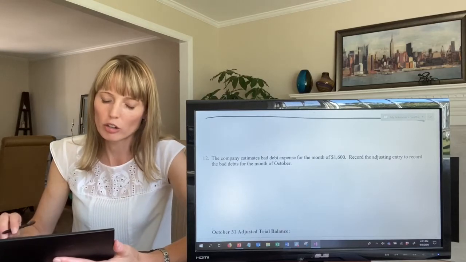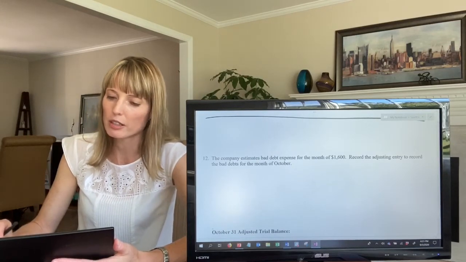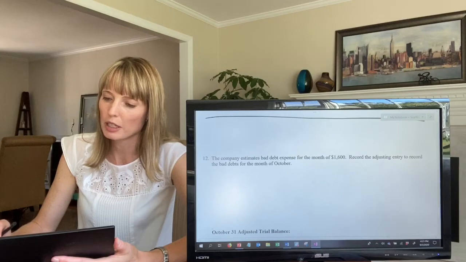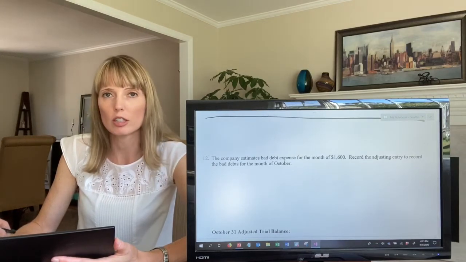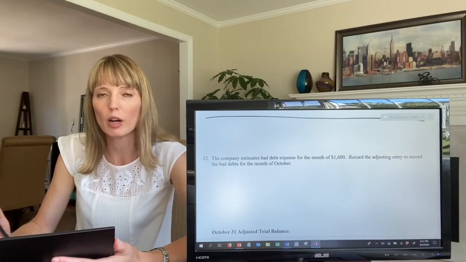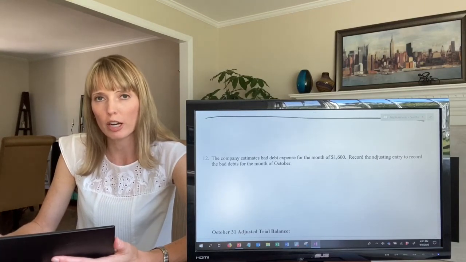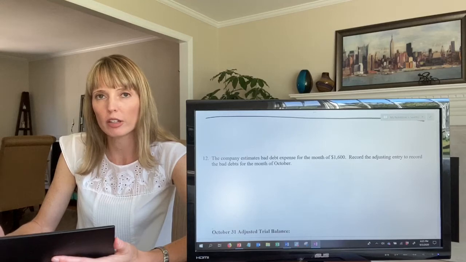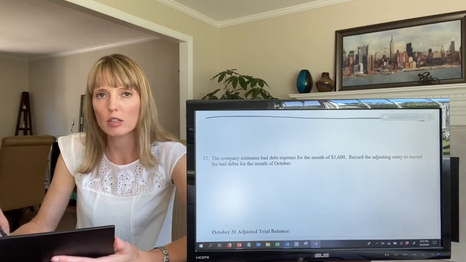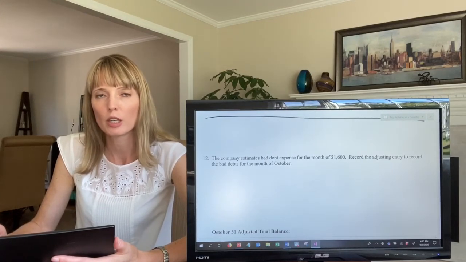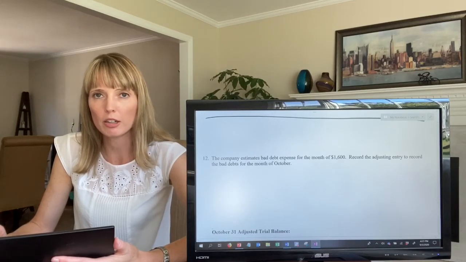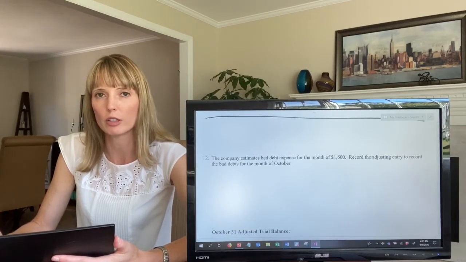Our last transaction says that the company estimates bad debt expense for the month to be $1,600. Record the adjusting journal entry for bad debts expense. So why is an entry for bad debts expense necessary? We sold to customers on credit. And remember, accrual accounting says that if we have an expense associated with the sale, record that expense in the same period that we're recognizing those revenues.